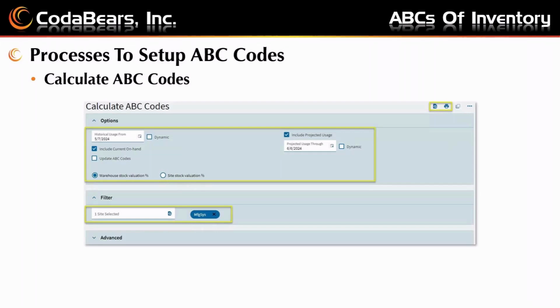Epicor provides a menu item that you can use to run a process to calculate ABC code. There are several options you can set up before running the process. You can also choose to run the process for all sites or filter for a site. After you make the selections, click Print or Preview.